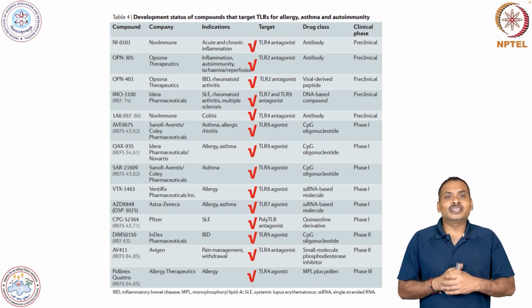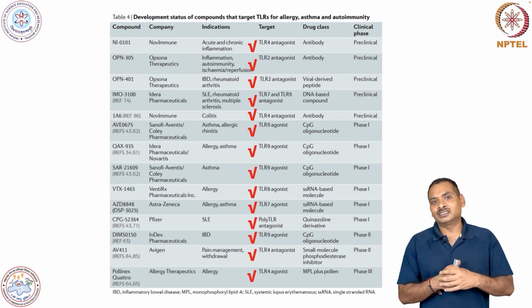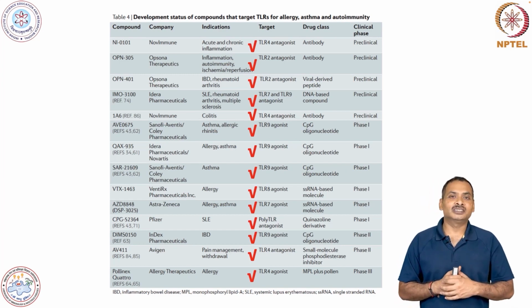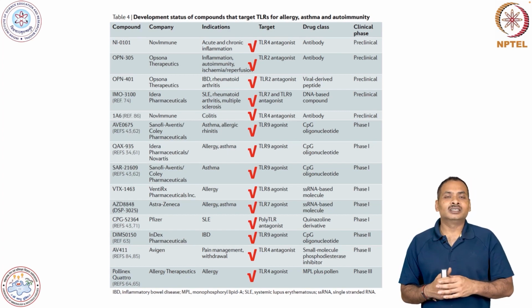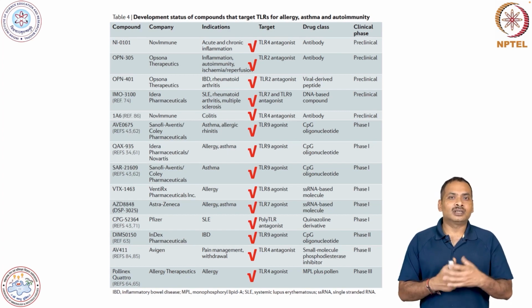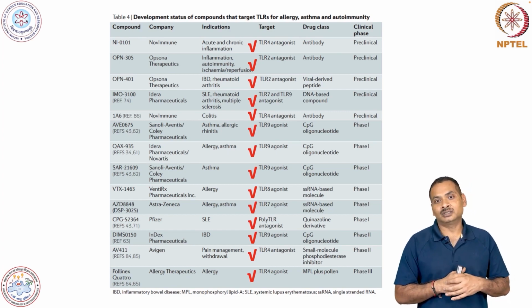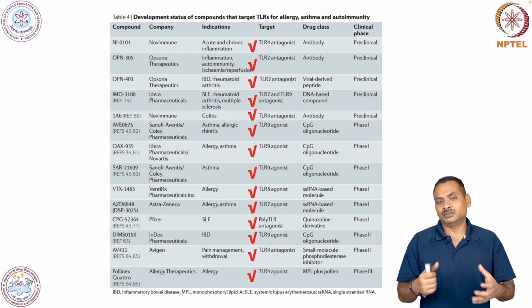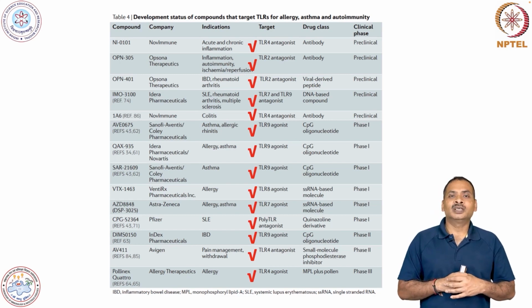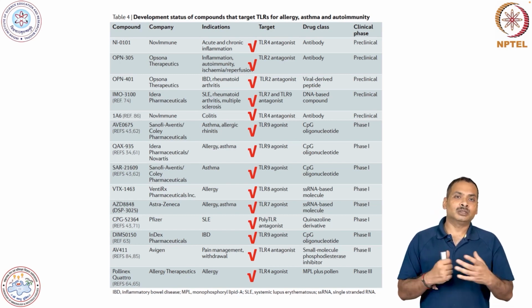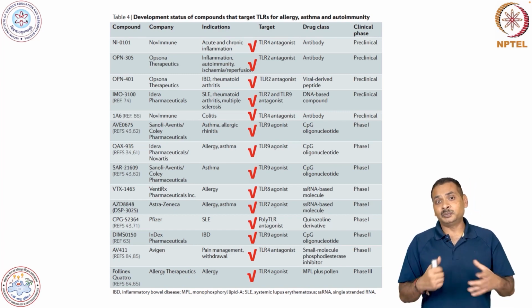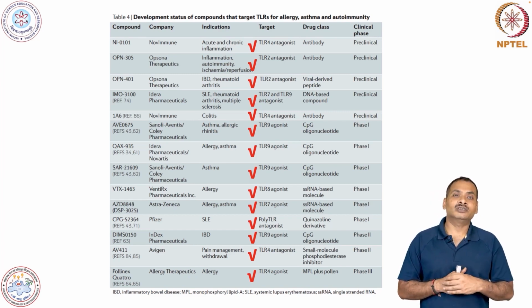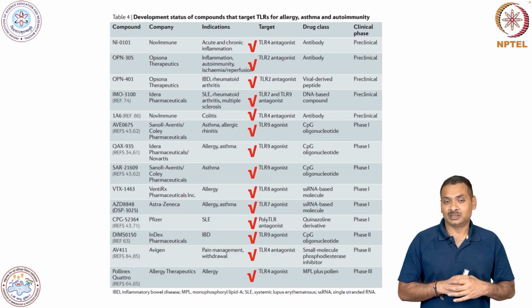So overall, what I would like to say is that the discovery of this pattern recognition receptor TLR is very important, and I hope in future we will see a lot of therapeutics in our clinical setup. Okay, and with this I will stop and complete the TLR, and in the next session I will move to another pattern recognition receptor, and that will be the RIG-I-like receptor. Thank you.